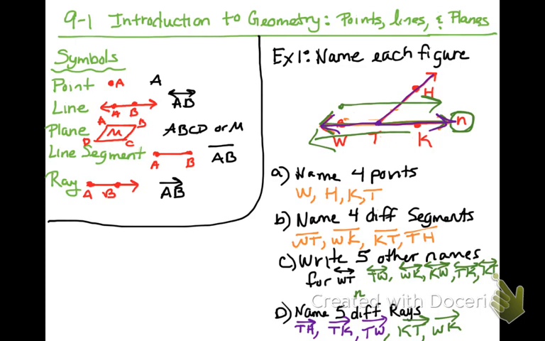Why can't we do HT? Not HT because the line doesn't keep going through T. It stops at T, so that would be a line segment. Yeah, the arrow has to keep going. All right, let's go to example 2.